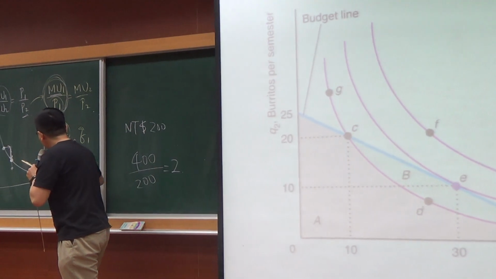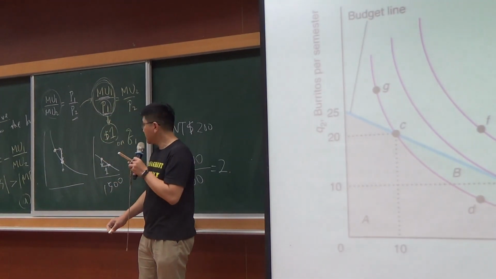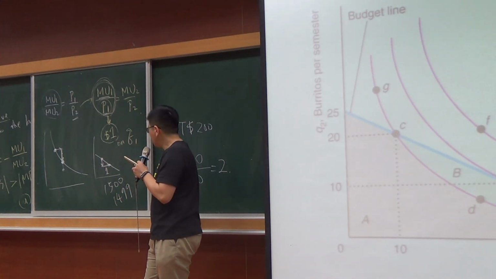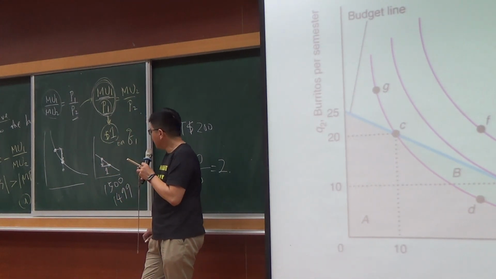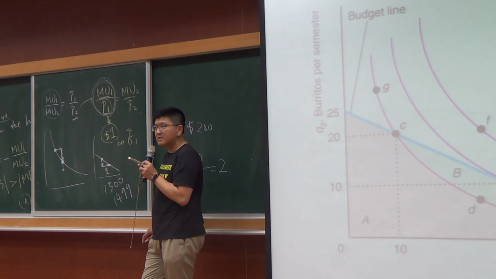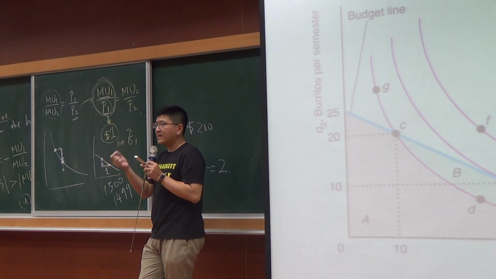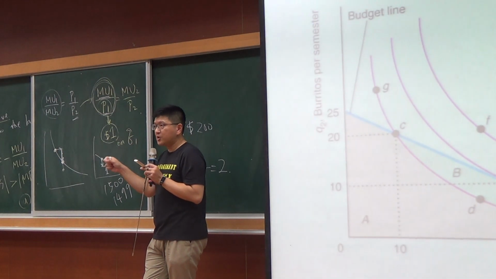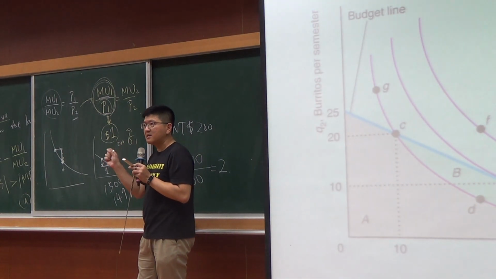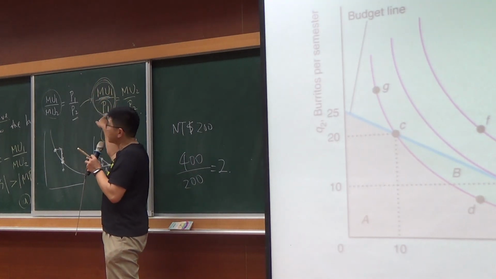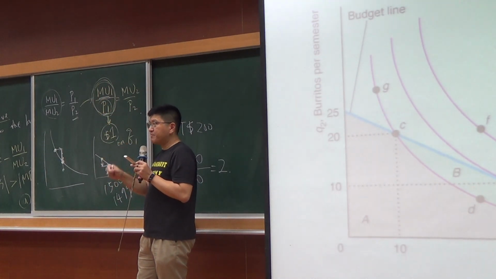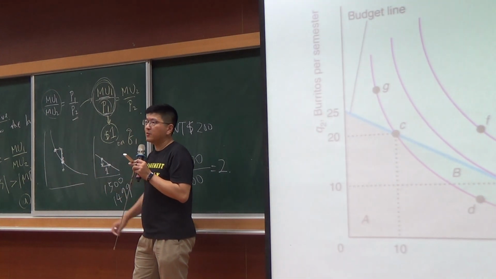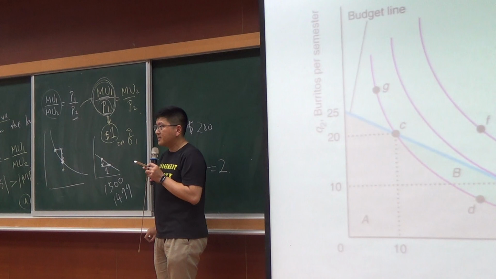If my income is $1,500 and now I spent $1,499, I have the last $1. And which good should I spend the last $1? It depends on this value. Okay? I will choose the biggest one, the largest one, to spend the last $1. Is that clear?